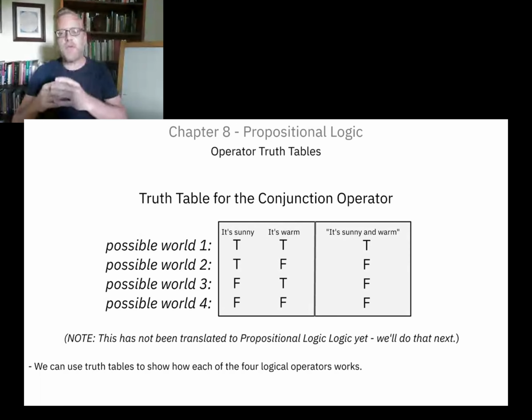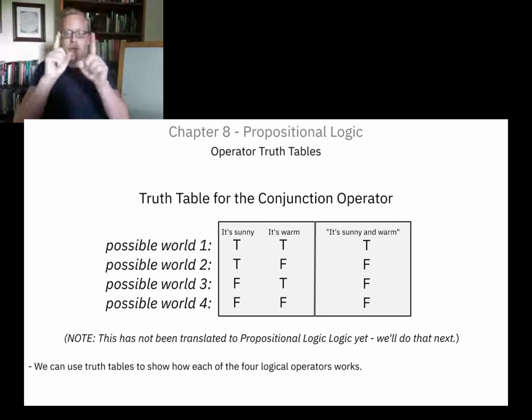Etc. And then we can do that for the other operators as well. We can do that for it's sunny or warm, right? Take it across logical space. And we could do it for if then. If it's sunny, then it's warm. We can do the same thing, right? We can do the same thing for negations, but again, they work slightly differently. It'd have to be something like it's not sunny, right? And then we take that across logical space. We'll get to that later.